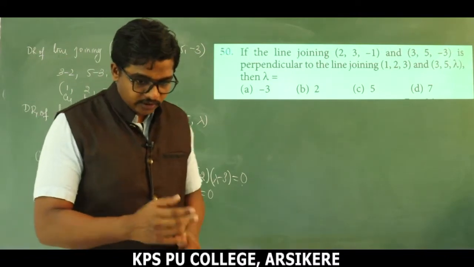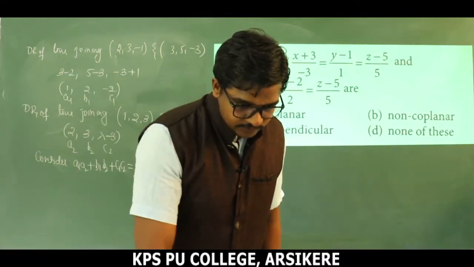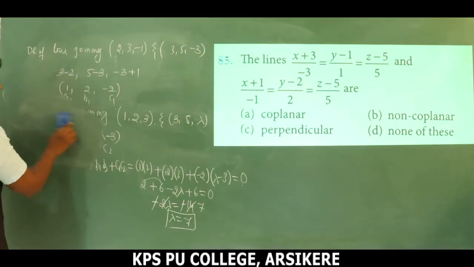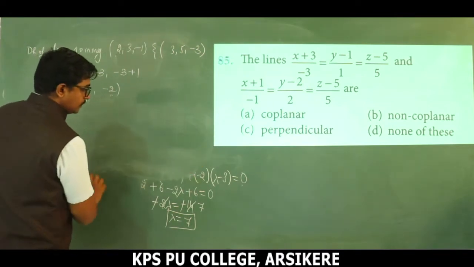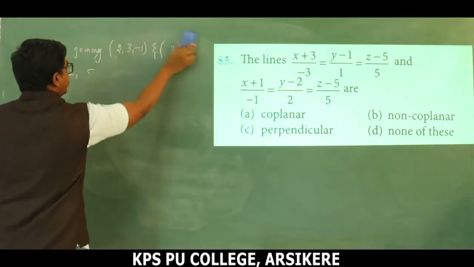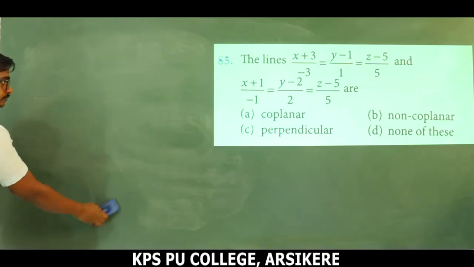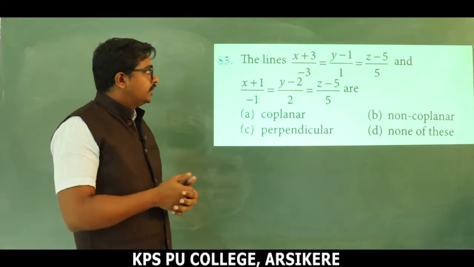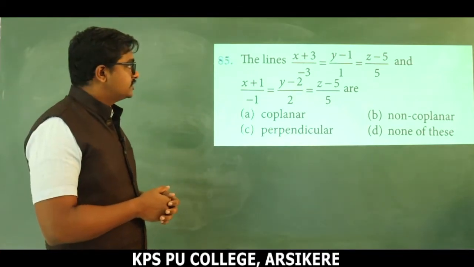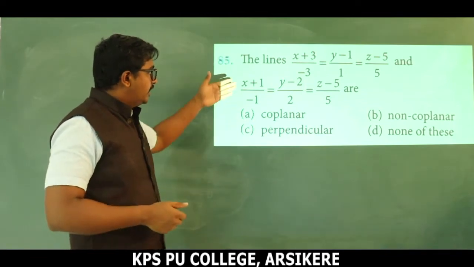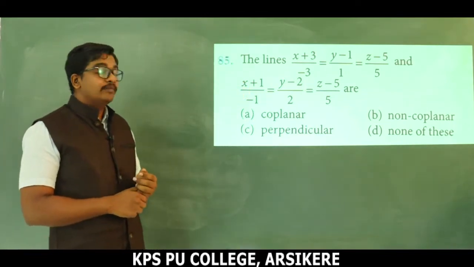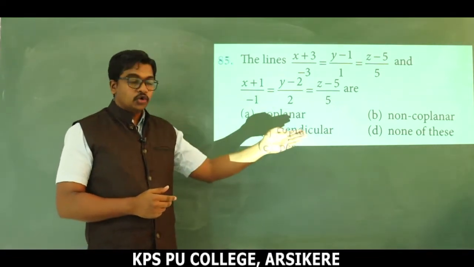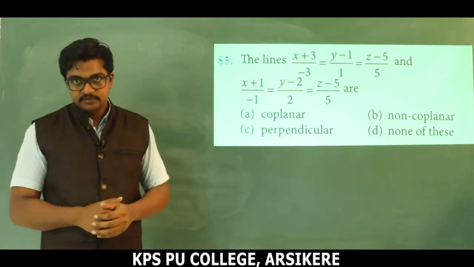Now dear students, we are moving to the next question. The lines (x plus 3)/minus 3 = (y minus 1)/1 = (z minus 5)/5, and (x plus 1)/minus 1 = (y minus 2)/2 = (z minus 5)/5 are coplanar, non-coplanar, perpendicular, none of these.